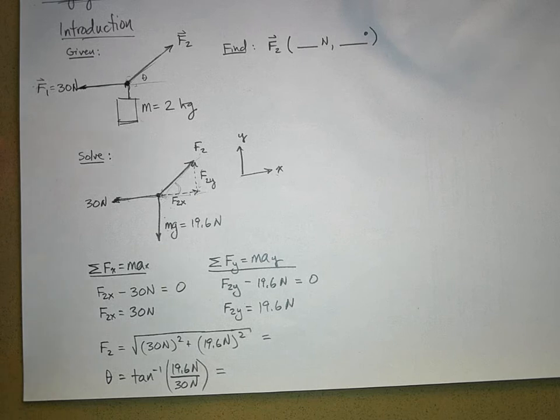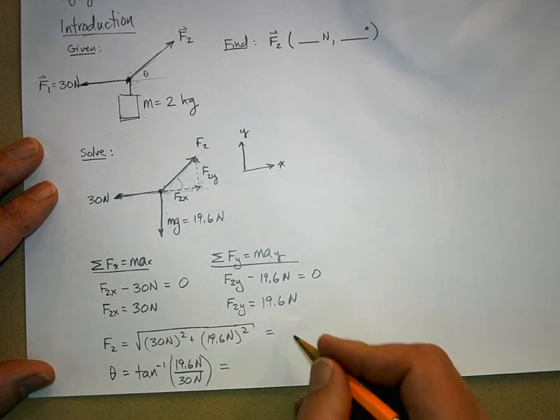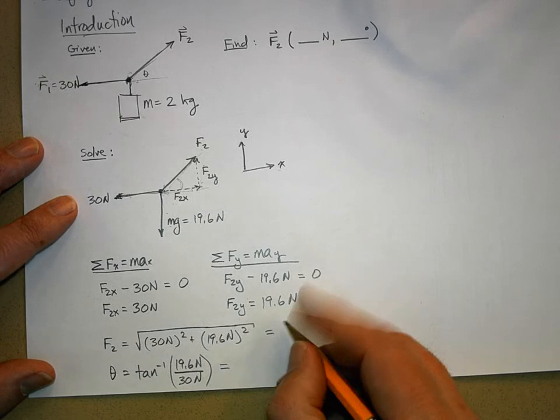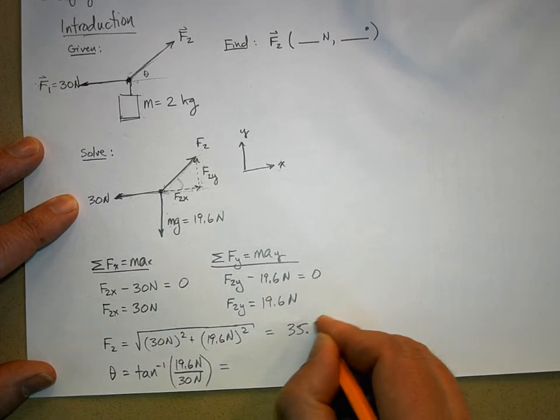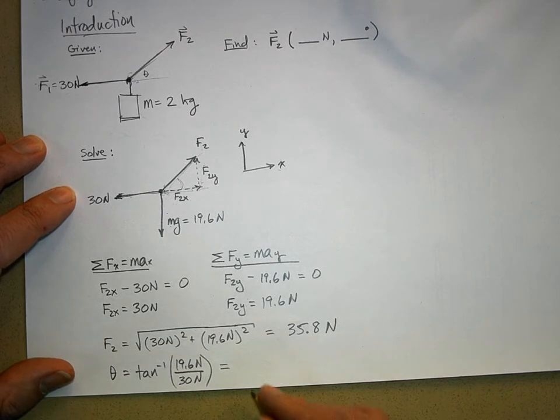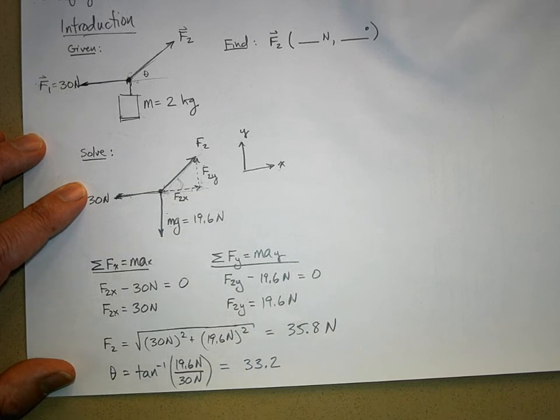And so, somebody who's got a fast hand, figure out the angle here. Jackson, you want to do that too? Okay. So what did you get for F2? 35.8 newtons. And what did you get? Anybody get the angle yet? 33.16. How about we'll call it 33.2 degrees, rounded off.